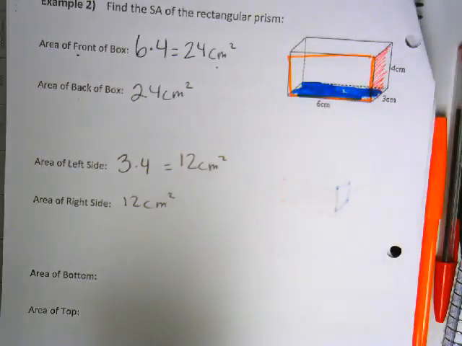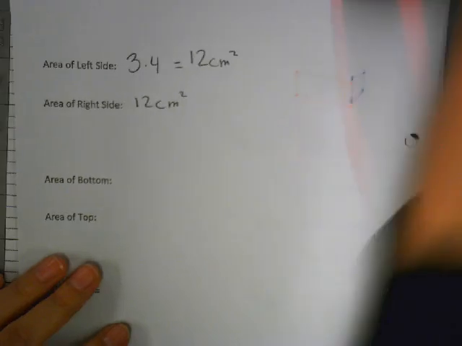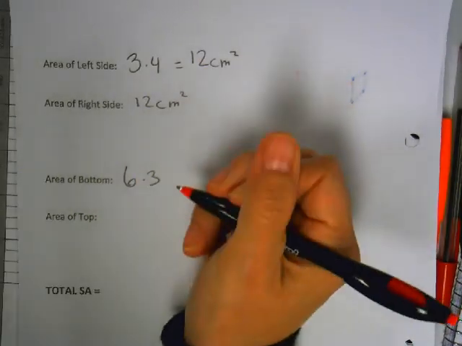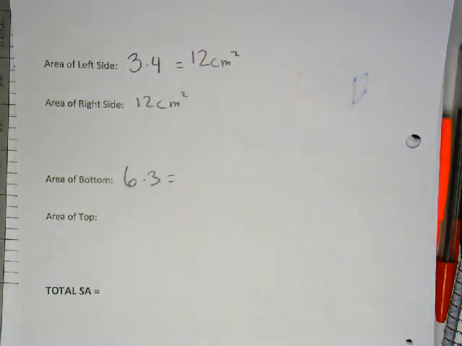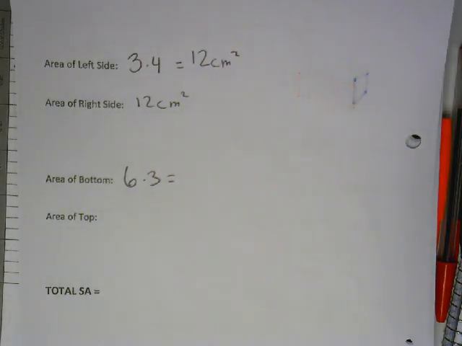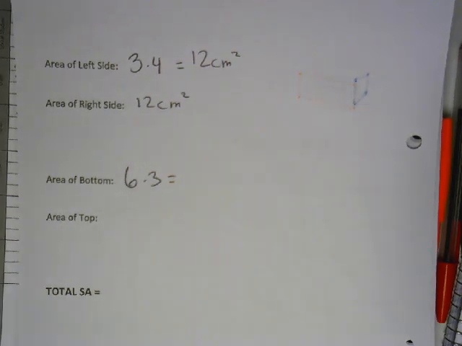What are the measurements of the bottom? 6 and 3. Some of you had a hard time with this in the blue packet last week, which we'll do on Wednesday. We'll continue the blue packet on Wednesday. What's 6 times 3? 18.